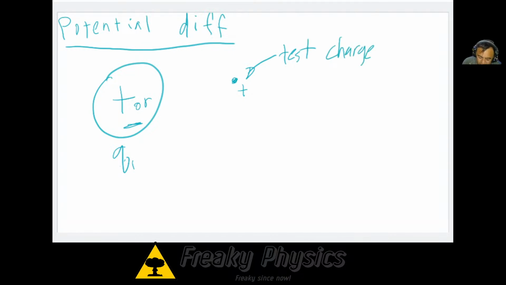this test charge currently has potential energy. We don't need to calculate its potential energy, that's on HL. Let's just label that at this position, it has a potential energy PE1. Then later on, you do some work on that charge and move it here. Now it has potential energy PE2, and let's say that this small test charge has a charge Q2.